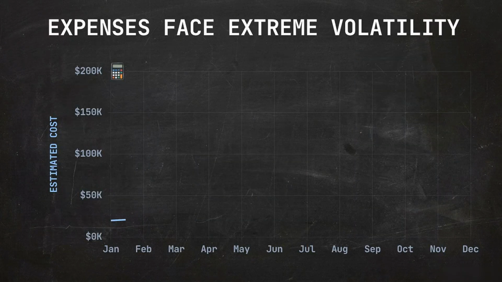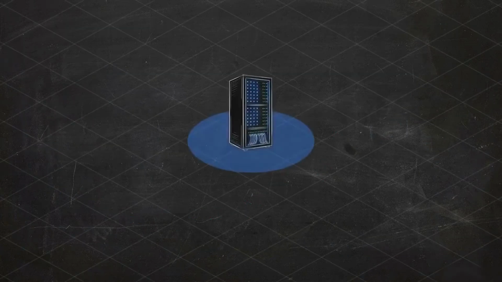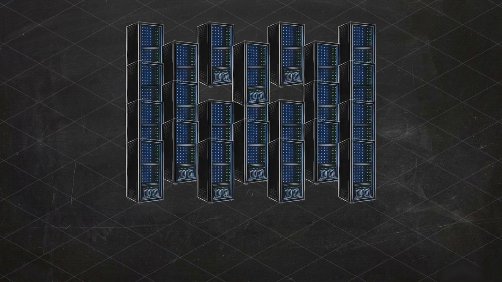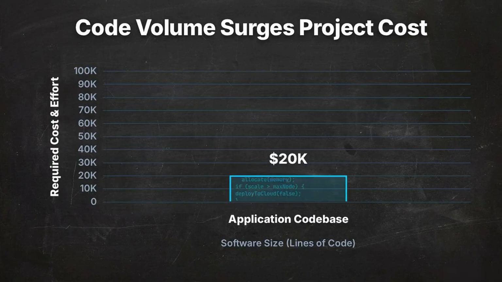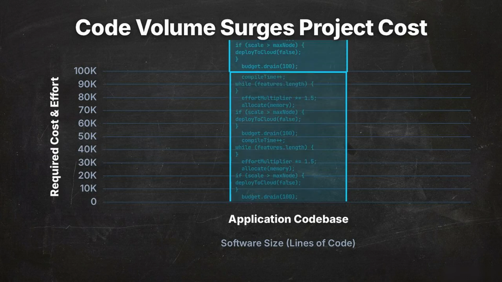However, these baseline expenses are highly volatile. They are driven by several core factors, and the absolute largest multiplier is the sheer size of the software. A larger application requires more code, which demands more effort, immediately driving up the cost.